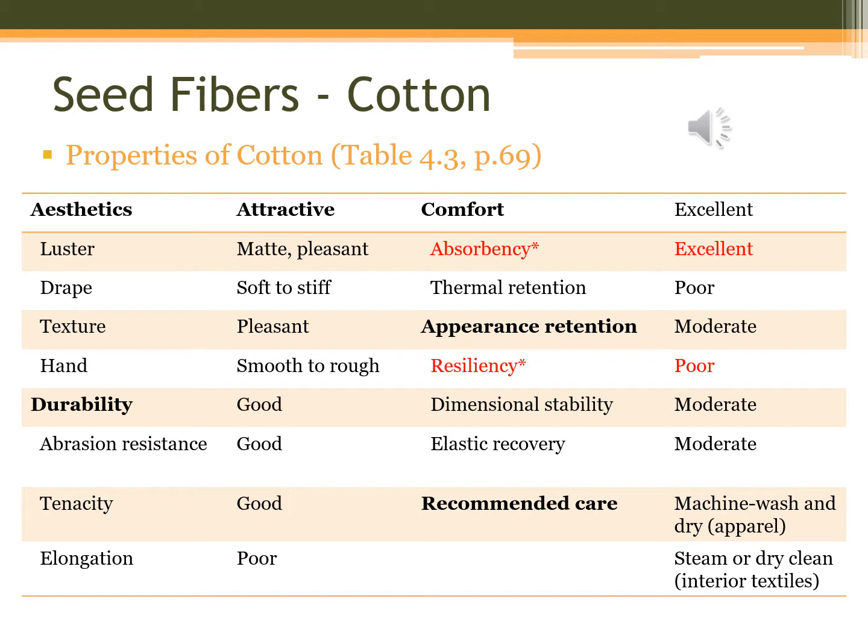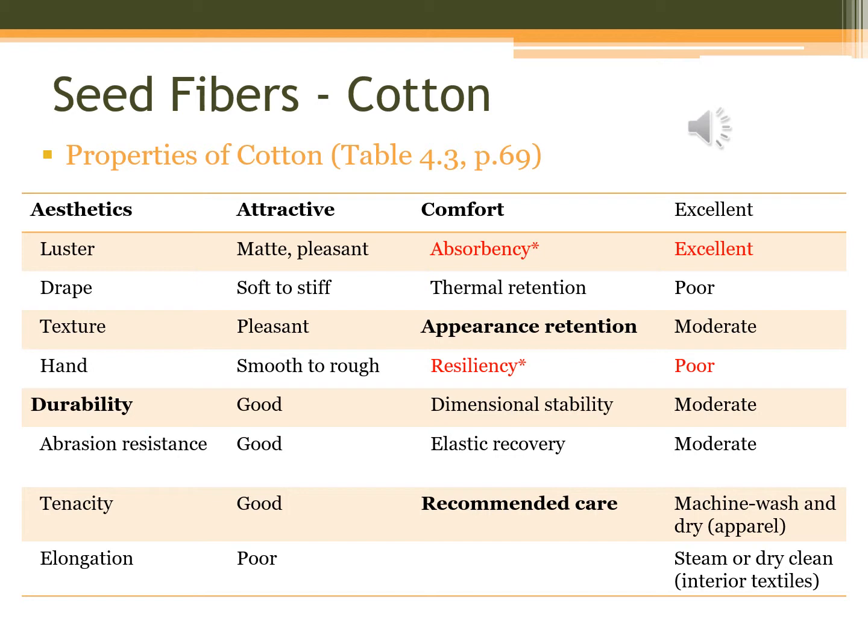The texture in general for cotton is very pleasant, although the hand can be anything from smooth to rough, and that really is dependent on the staple fiber. So for example, if you have a Pima cotton, you'll have a much more smooth hand than a short staple cotton. Durability in general is good, except for the elongation aspect, which tends to be poor. And just to dovetail on that, the resiliency is also poor, as we talked about. When you stretch cotton out, it tends to stay that way, so that is not a good property of cotton.